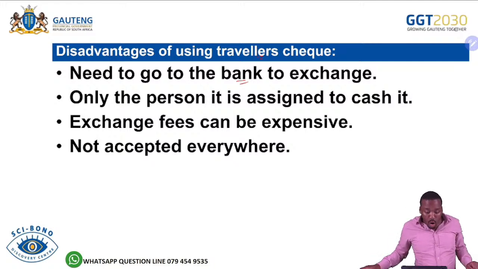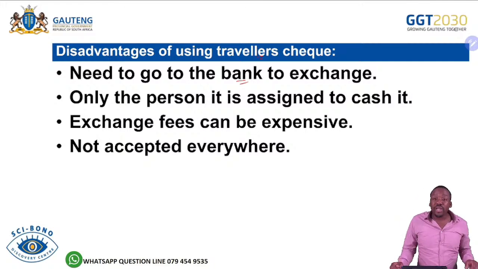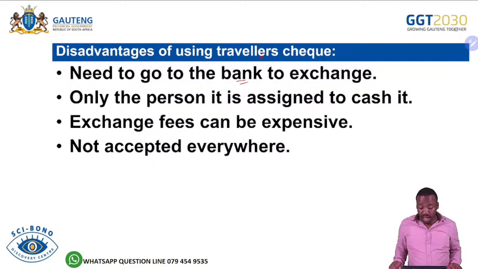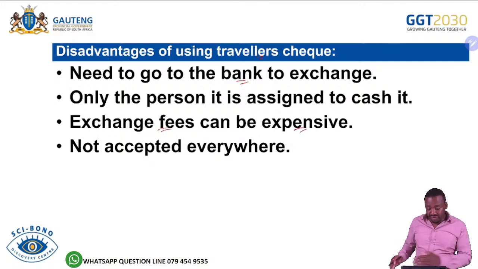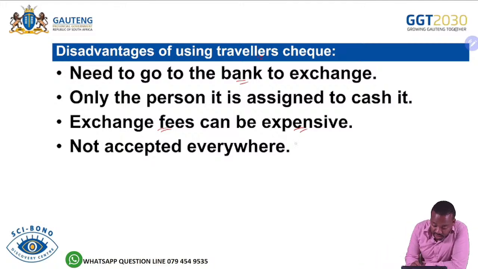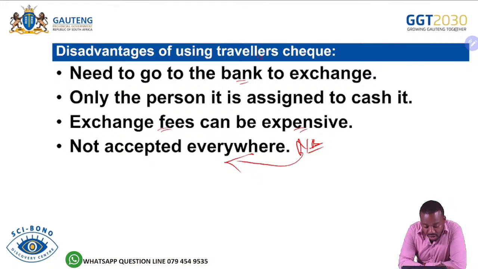Number two, only the person it is assigned to can cash it out, right? Not everyone can cash it out. The exchange fees can be expensive, right? And this one is very important. We are saying it is not accepted everywhere. Hence, you need to do what? To do research before you visit a particular place or country.